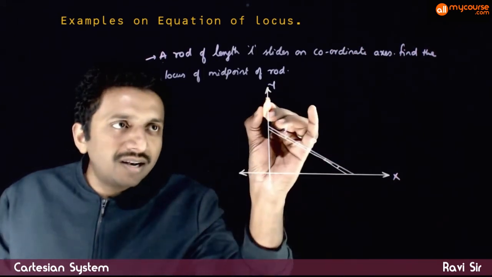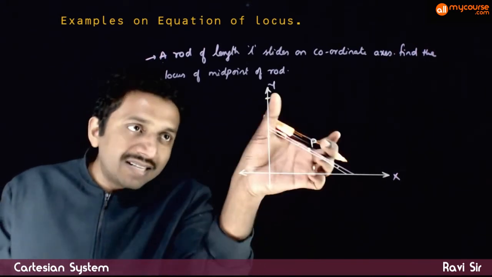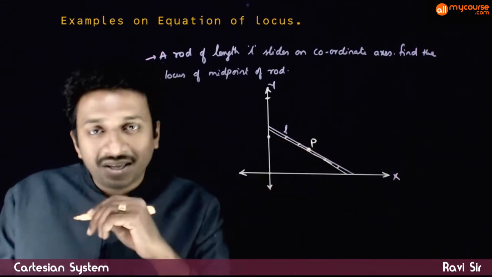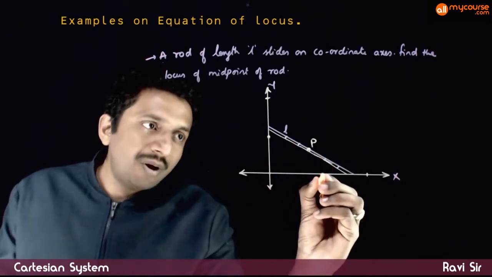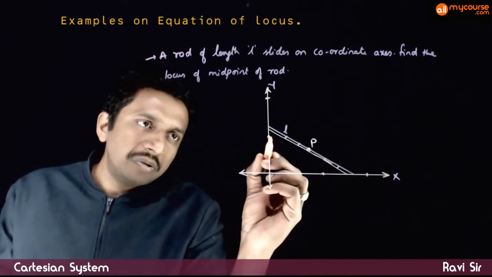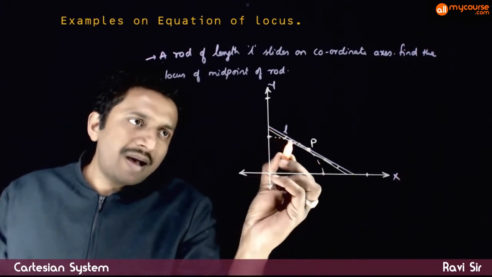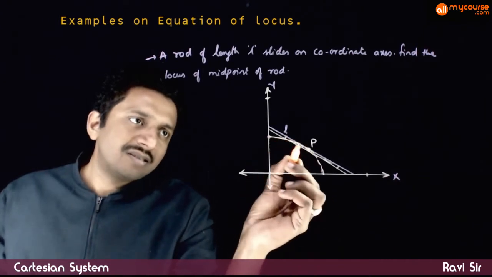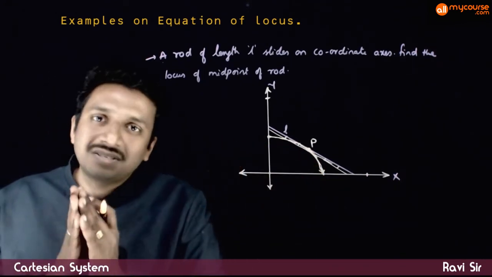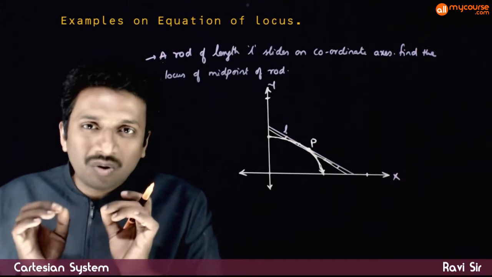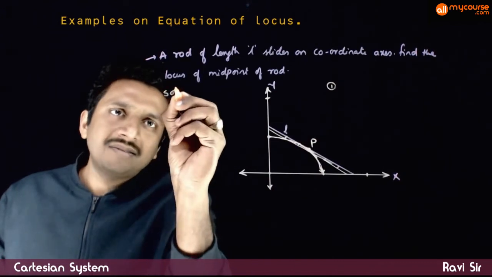That is, if the rod is vertical, the midpoint is somewhere here. As the rod is sliding, the midpoint has come here at some point, and as the rod has completely come to rest, the midpoint has gone somewhere here. So the path will be approximately along this curve. So you're asked to find the equation of this curve. Now this is a slightly more involved question, but we start with the same premise.